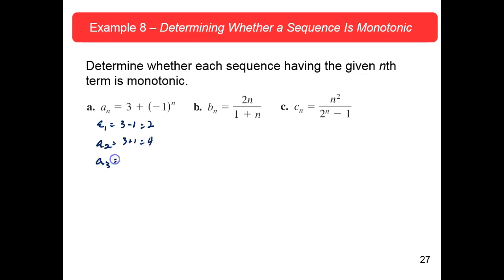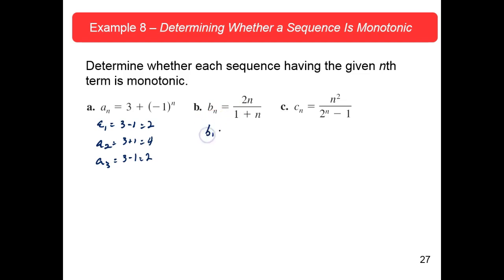a sub 3 would be 3 minus 1, which again would be 2. So what do you think? Not monotonic in any way, shape, or form. Alternating between 2 and 4, 2 and 4, 2 and 4. Ain't gonna happen. Okay? Not monotonic.